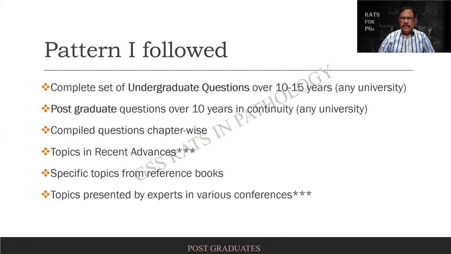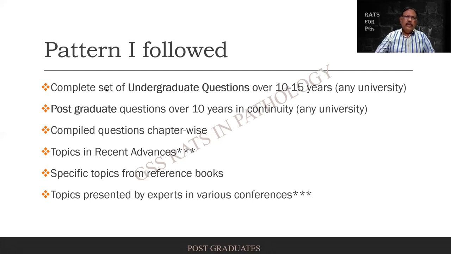Theories of atherosclerosis. This was a recent advanced topic those days. But then we used to mark it, read it up from Robbins. Early gastric carcinoma, one of the topics in the then recent advances. Mark it in Robbins and then read. Or any of the surgical pathology. Any specific topic from reference books. I had given you a few examples. And topics presented by experts in various conferences. So these you people should be marking.